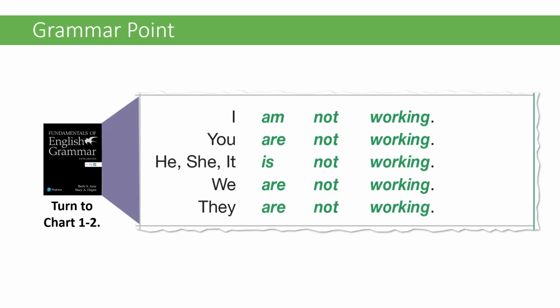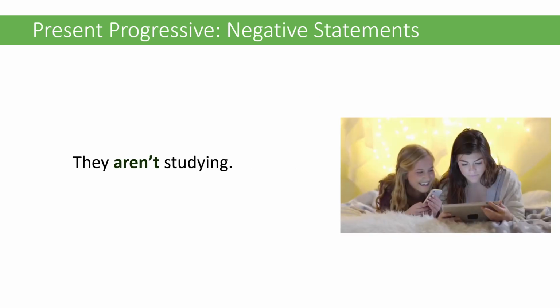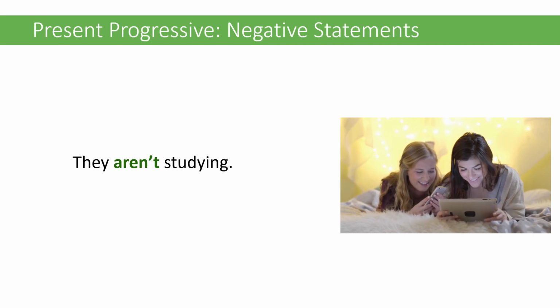For negative statements in the present progressive, you add not between the verb be and the main verb with an ing. For example, I'm not working. Go ahead and read through the rest of this slide. So here are some more examples. She isn't getting out of bed. They aren't studying.